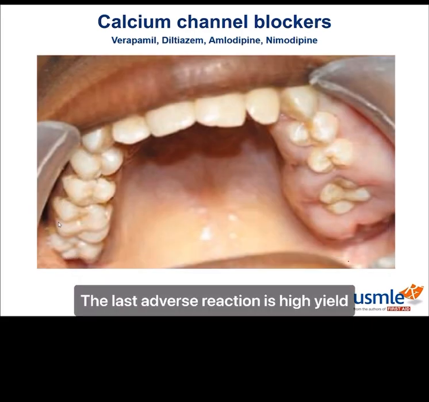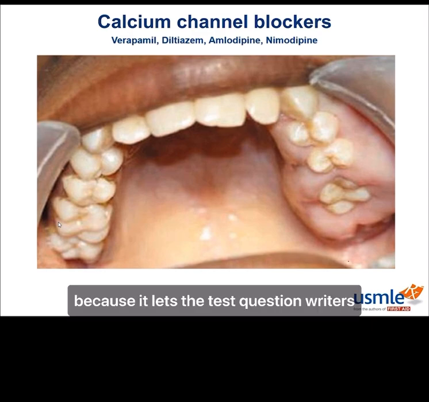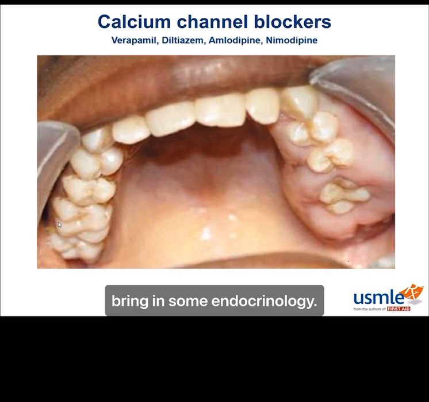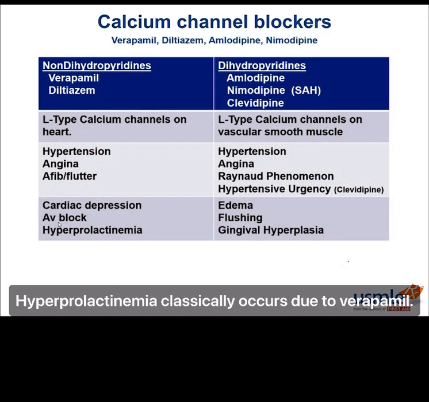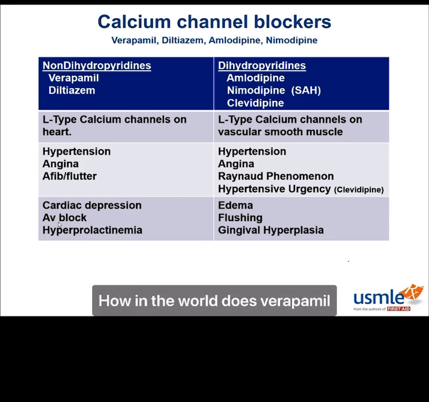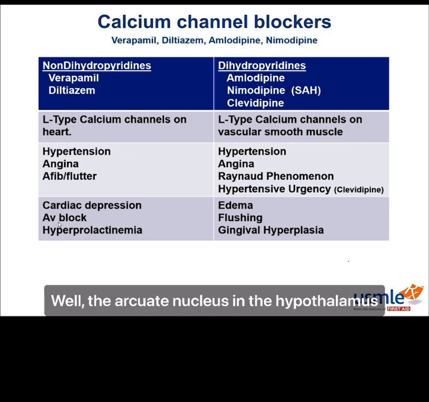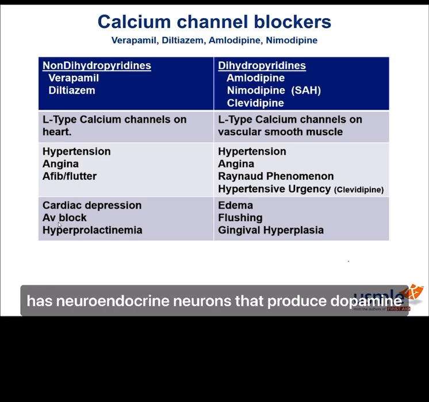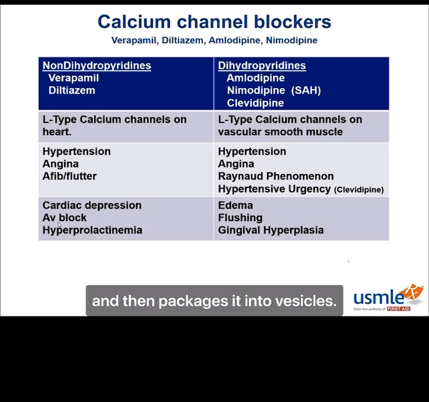The last adverse reaction is high yield because it lets the test question writers bring in some endocrinology. Hyperprolactinemia classically occurs due to verapamil. How in the world does verapamil lead to an increase in prolactin levels? Well, the arcuate nucleus in the hypothalamus has neuroendocrine neurons that produce dopamine and then package it into vesicles.